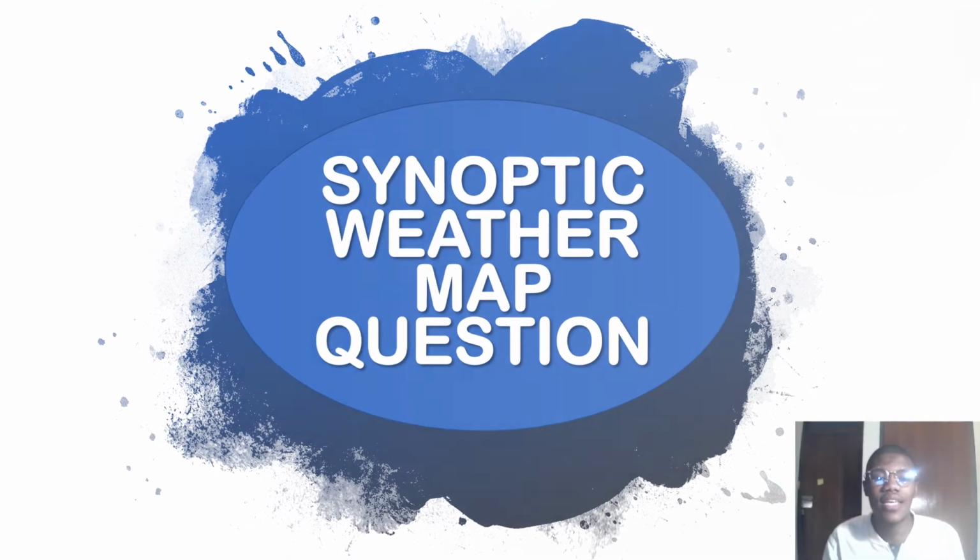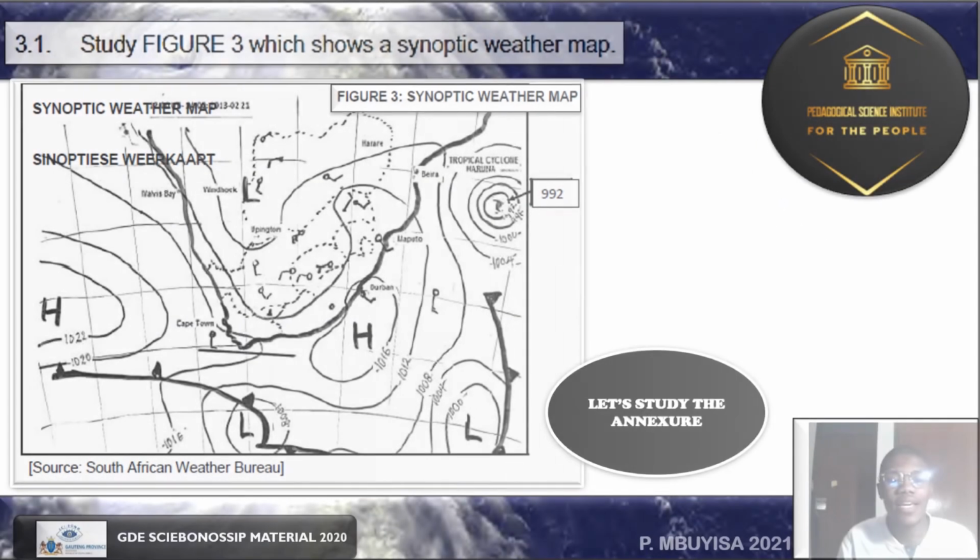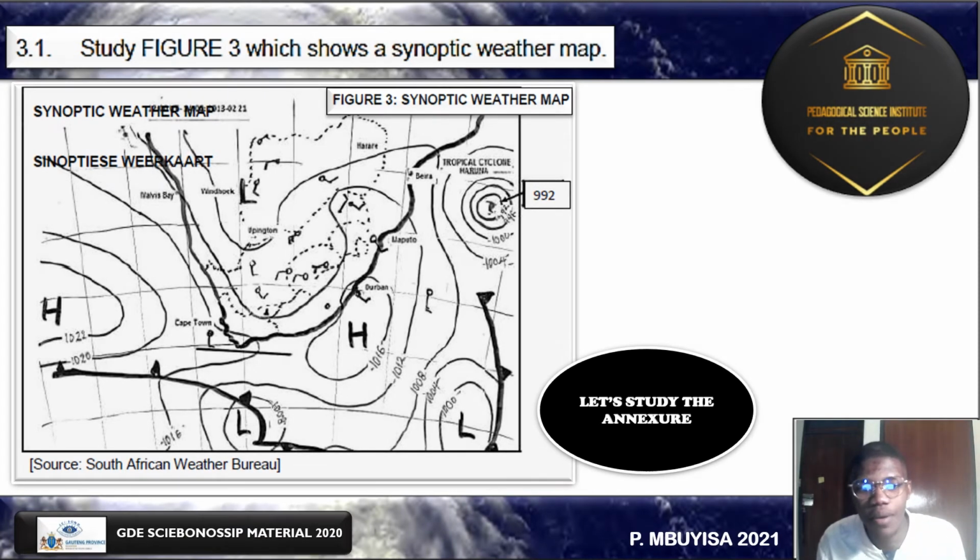Now, study figure 1.3, which shows a synoptic weather map. Now, this is our synoptic weather map, and we can see that this is South Africa, and we can see that there are different systems that exist. Now, there is a tricky thing that is happening there. They can ask you in which season, what season is depicted in this diagram. So you need to be able to answer that question.